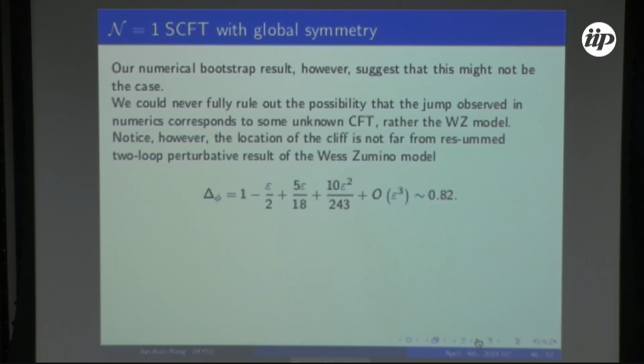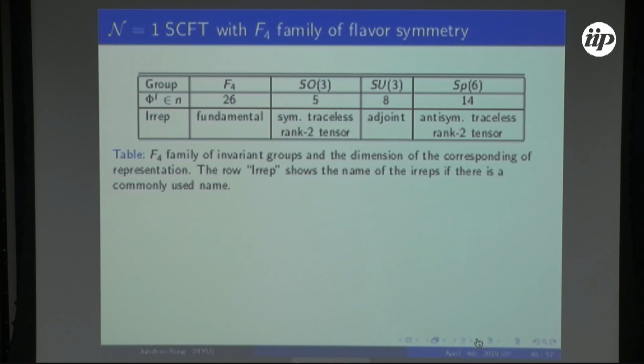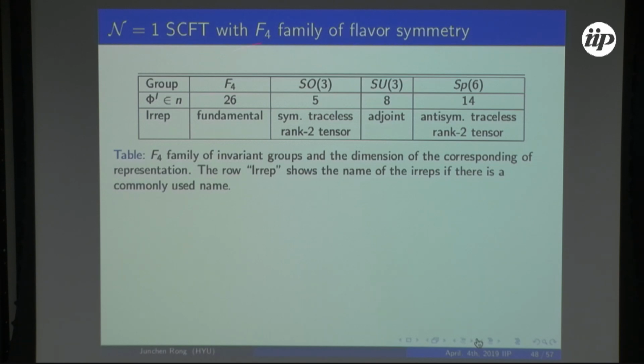So I don't know. So yeah. There's another family. Remember, I required my flavor symmetry to contain something called d_ijk. It's called the F4 family of flavor symmetry groups. And just let me remind you what the F4 family is. It contains the F4 group, Lie group F4, SO3 with symmetric traceless rank 2 tensor, SU3 adjoint, and also SP6 with anti-symmetric traceless rank 2 tensor.